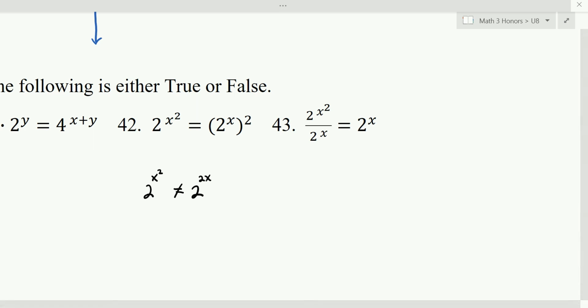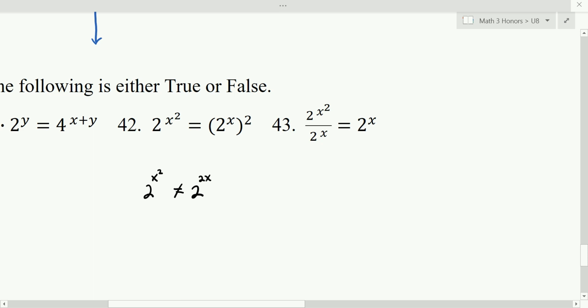Now, there are special cases where that will be true, like if x was 2, 2 squared is 2 times 2. But in general, you can't plug any x in. Like 1 squared is not 2 times 1. 5 squared is not 2 times 5. So I could say that.